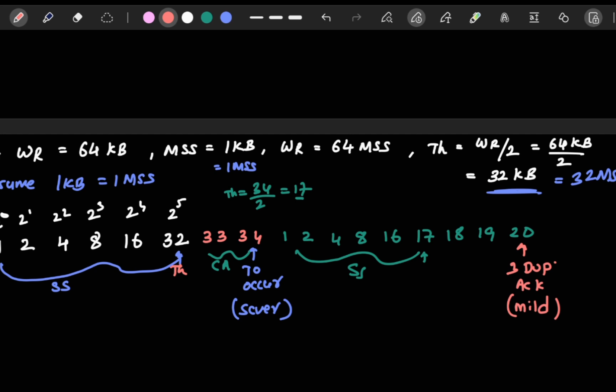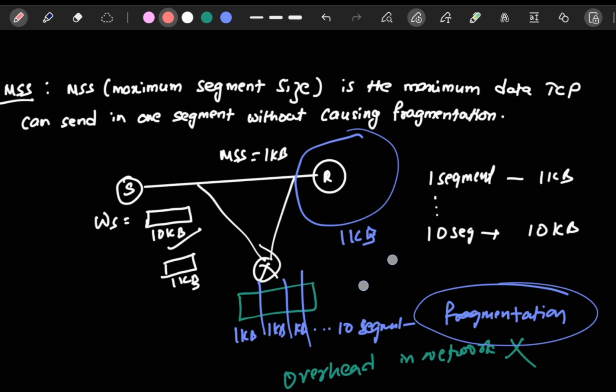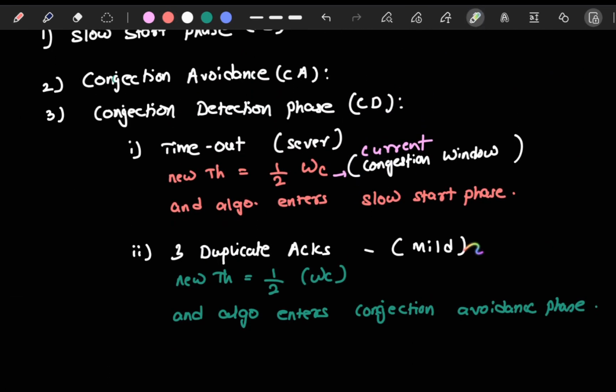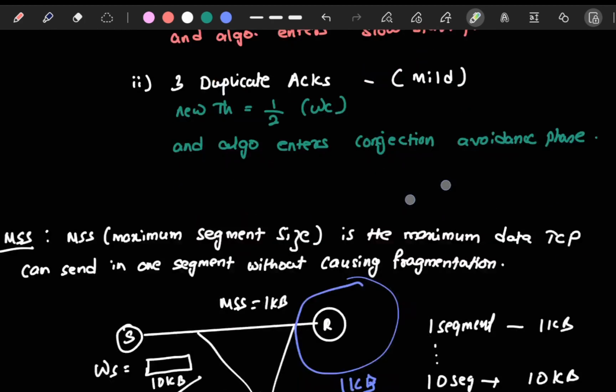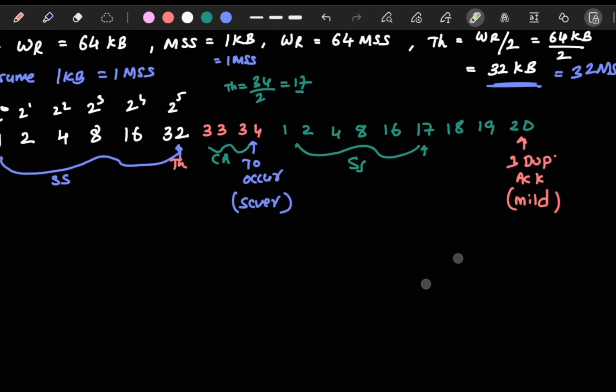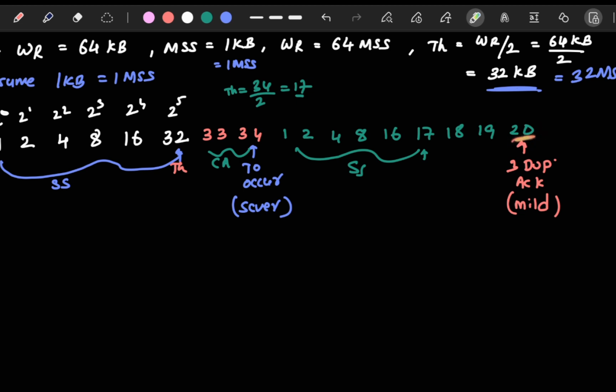Fine. So when congestion is detected, when 3 duplicate acknowledgements are received, what will happen? At this time congestion is detected, right? Then a new threshold will be created. We will calculate a new threshold and the algorithm will enter into the congestion avoidance phase. Our current window size is 20, right? What would be the new threshold now? The new threshold will be 20 divided by 2, which is 10. That is our new threshold.